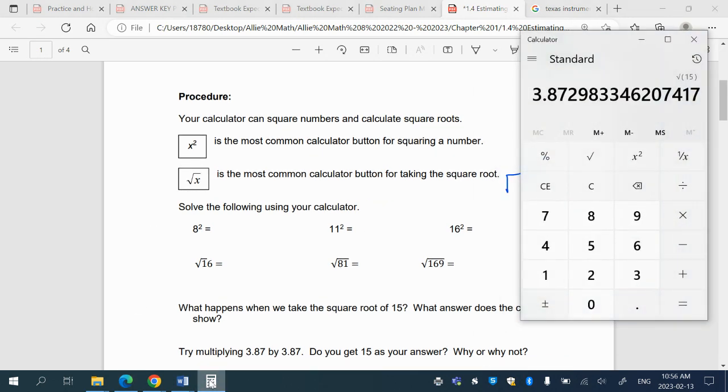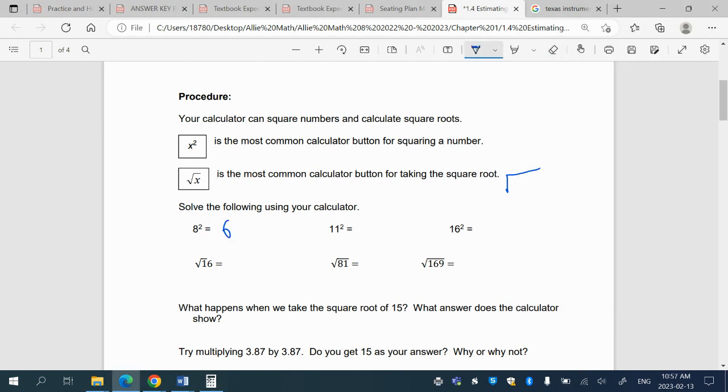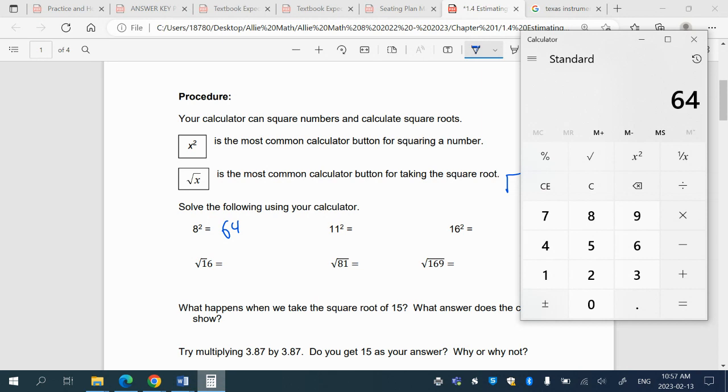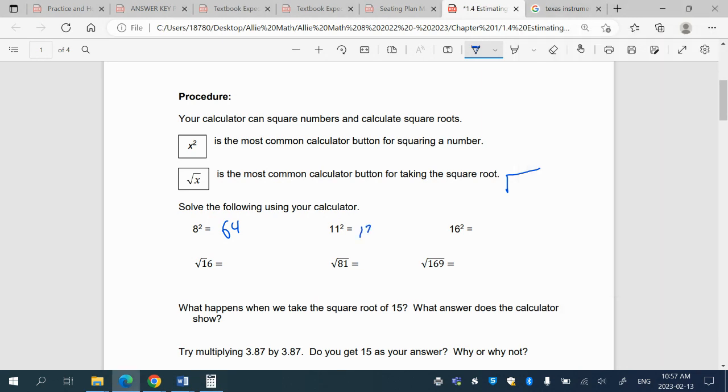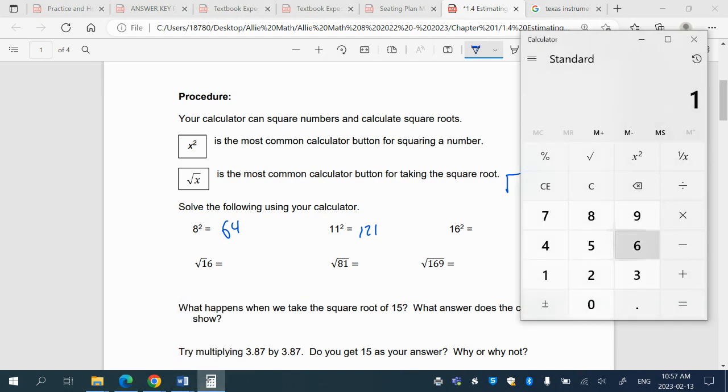I have one on my computer, so I can use it right here. So 8 squared, on this one, you just press 8. You press the x squared button, and it does it for you, 64. Let's do the next one, 11 squared, 121. Let's do the next one, 16 squared, 256.